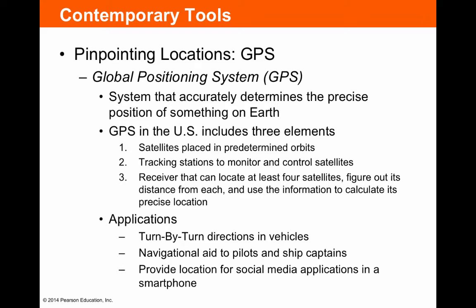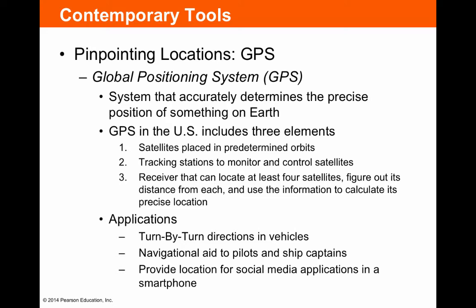Okay, so first we have GPS. GPS is Global Positioning System, and this determines specific position of something on Earth. So in the United States, this involves three elements. One, satellites placed in predetermined orbits. Two, tracking stations to monitor and control satellites. And three, a receiver that can locate at least four satellites and figure out its distance from each and use that information to calculate its precise location.